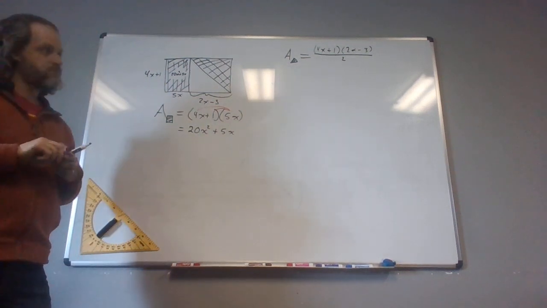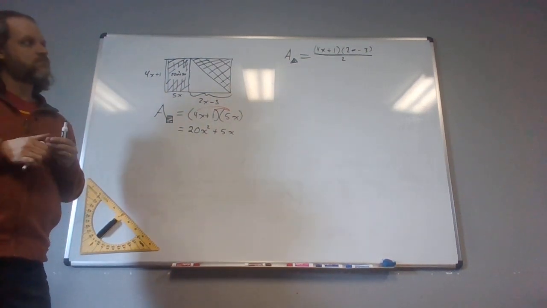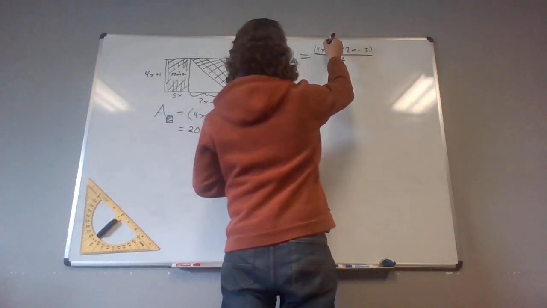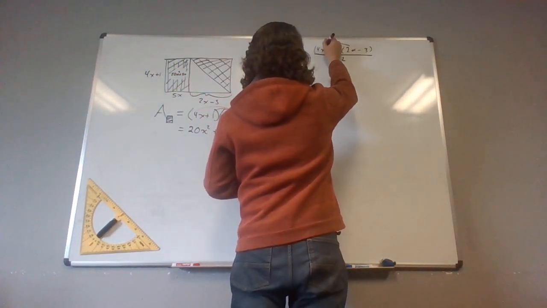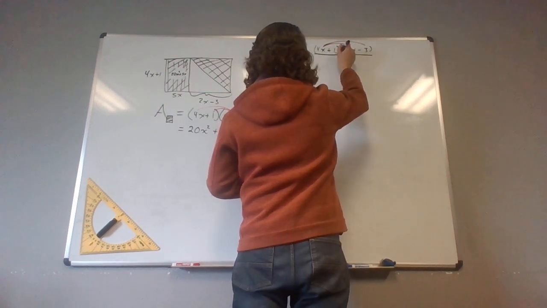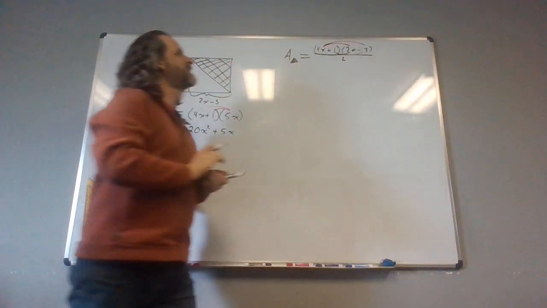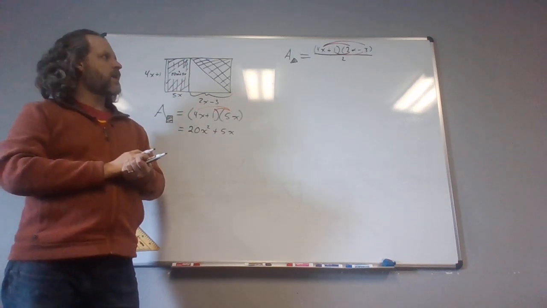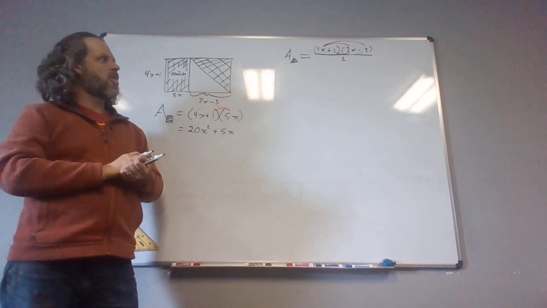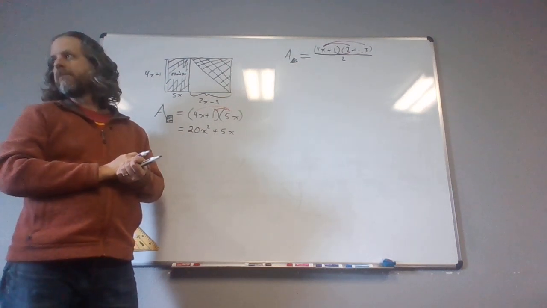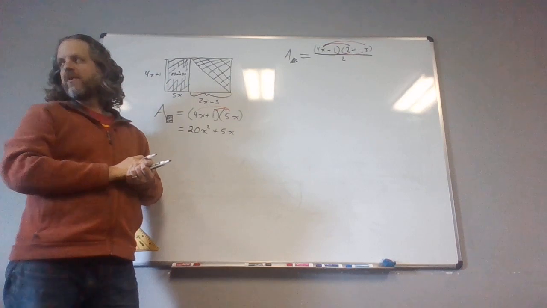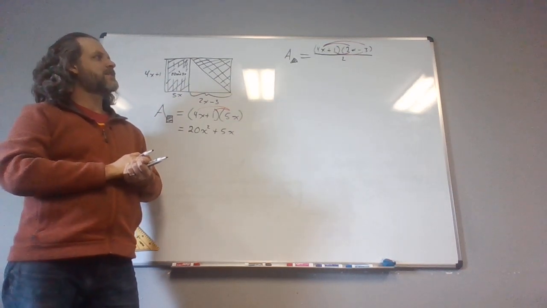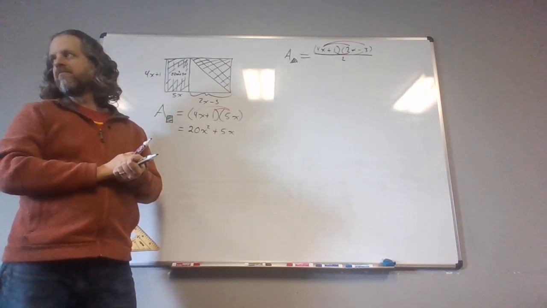Distribute the 1. You can do this times that, this times that, and that times that, right? Why does the second one go to the first one? Like, why does the 1 go to 2x? Does that have to go to all of them? Yeah, you have to multiply everything times everything.